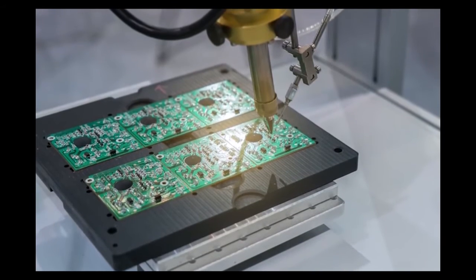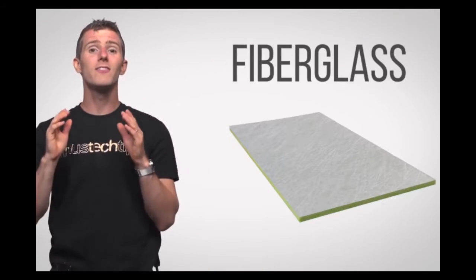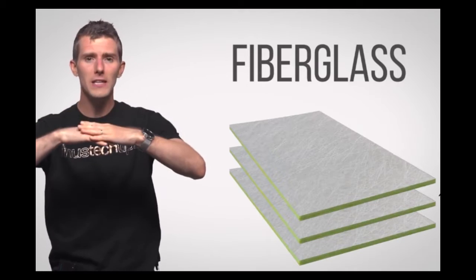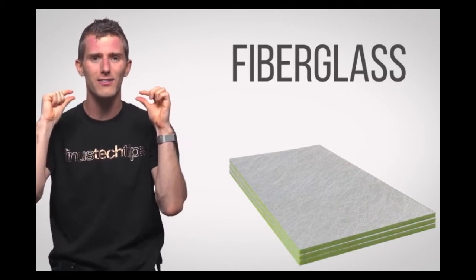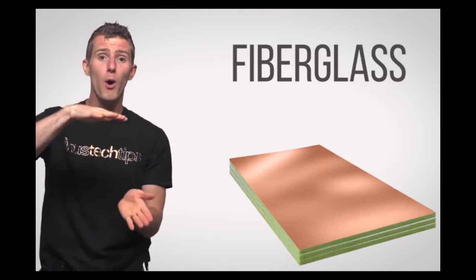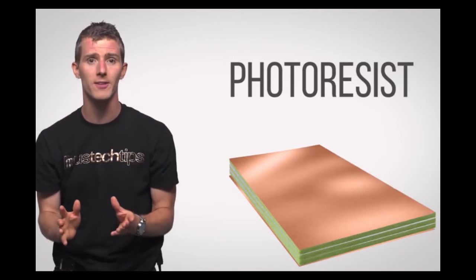The process is actually somewhat similar to how CPUs are manufactured, which you can learn more about in this video, albeit at a bit of a less complicated scale. Slices of fiberglass are stacked together and treated with a resin that makes them stick to each other to make one solid slab. Then, layers of copper are applied to both sides and coated in a chemical called photoresist.